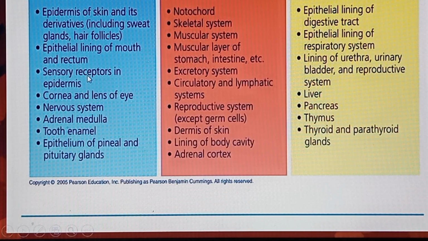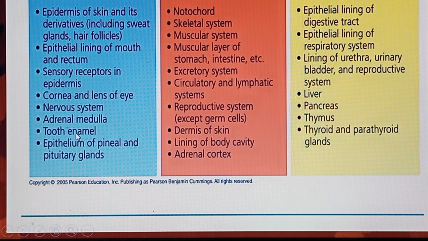Of course, we talk about the sensory receptors, which will be in the epidermis, no doubt about that. Of course, we talk about the cornea and lens of the eye, okay, and then we talk about the nervous system, okay, you know about that one, the neural tube going to give rise to these things, adrenal medulla, okay, which is very important, yes, coming from those neural crest cells only. Of course, the enamel, okay, of the tooth.